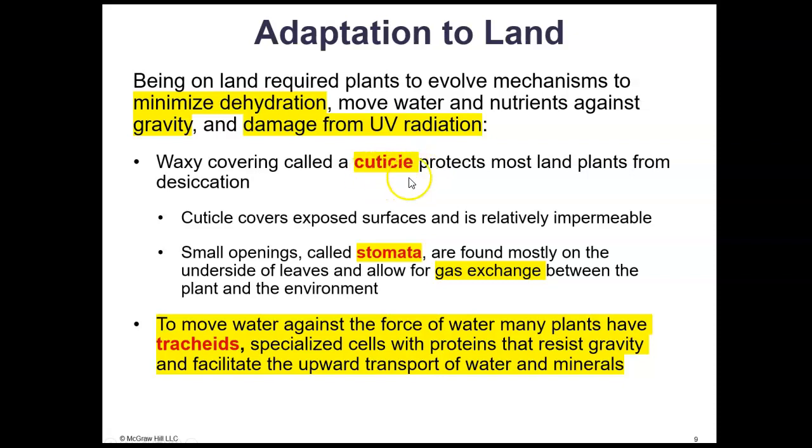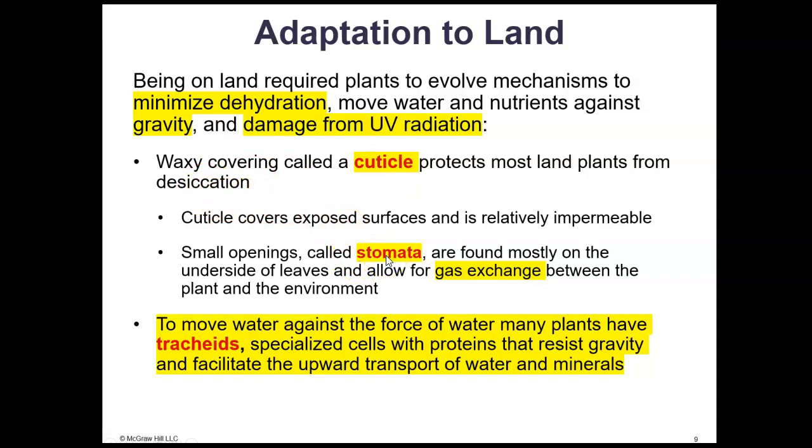You may have noticed on some leaves, like especially a leaf of, think about a cactus or an aloe vera plant. All leaves have a waxy coating on the surface, but their cuticle is very thick. So anyway, the cuticle is like the top part of the leaf that's kind of waxy and shiny compared to the underside of it. So the cuticle protects against desiccation or drying out.